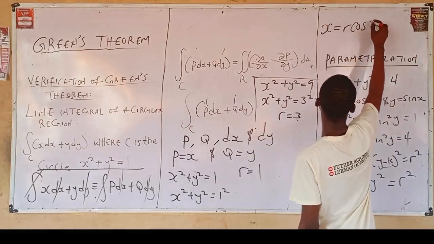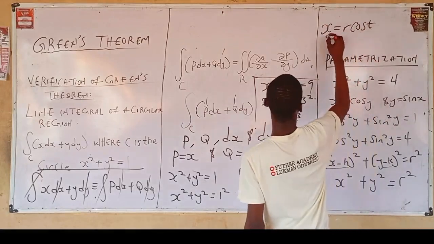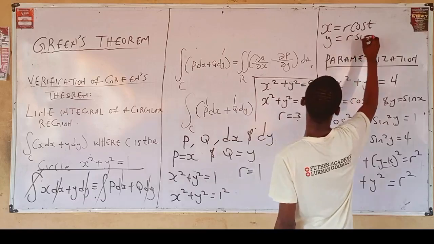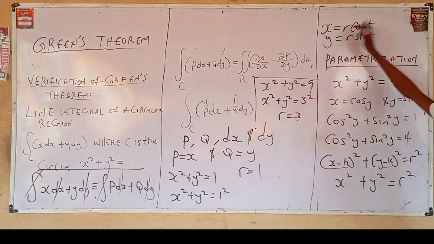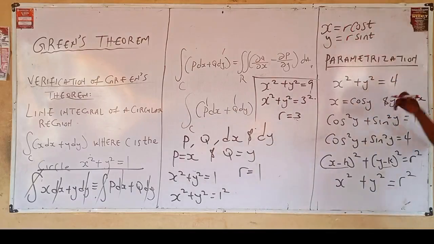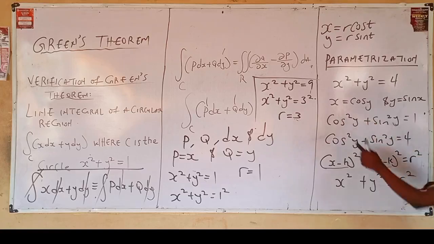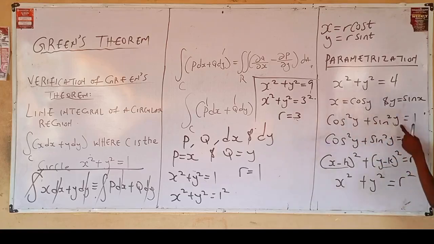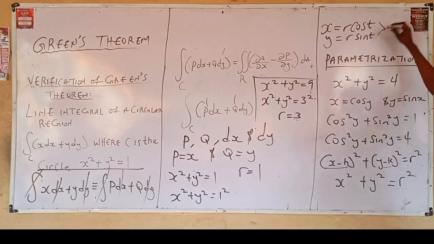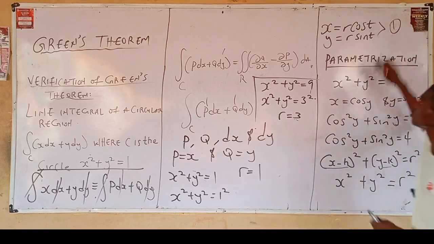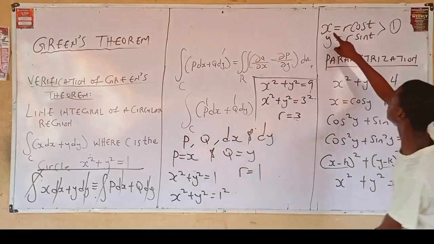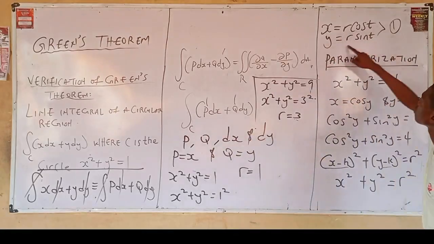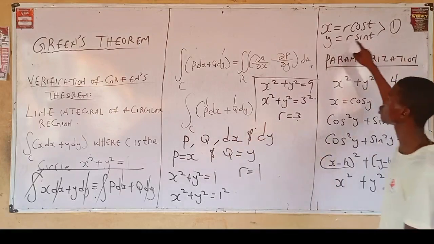Now, generally, for a circle, the function of x is given as r cos t, and for y, it is given as r sin t. You can interchange it: your x might be r sin t, your y might be r cos t. It's still the same thing because they follow cos squared t plus sin squared t equals 1. So we are saying that generally the parameterization for a circle is x equals r cos t, y equals r sin t.